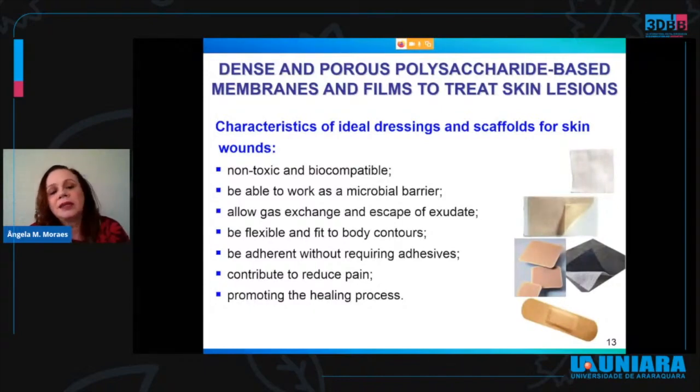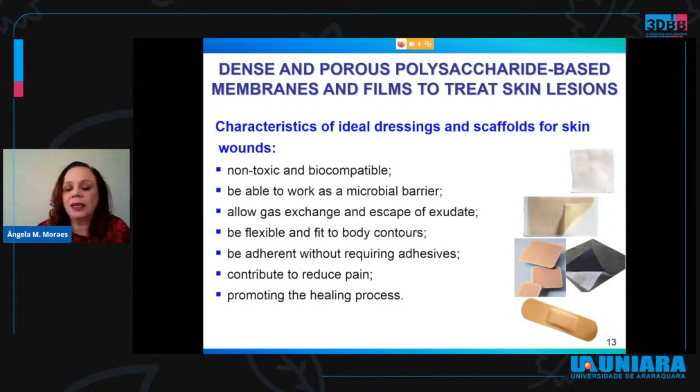And for that, the materials should be non-toxic and biocompatible. They should be able to work as a microbial barrier. They should allow gas exchange and absorption of the exudate, that is a liquid that is produced in the lesions. The material should also be flexible and fit to the body contours. It should be adherent without requiring adhesives. Ideally, it should also contribute to reduce pain and to promote the healing process.